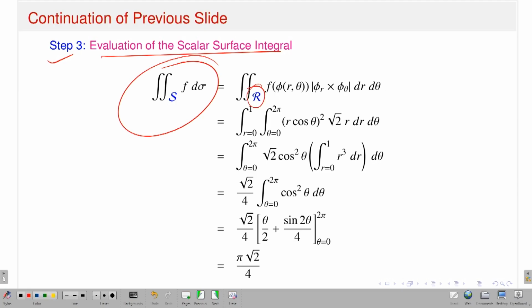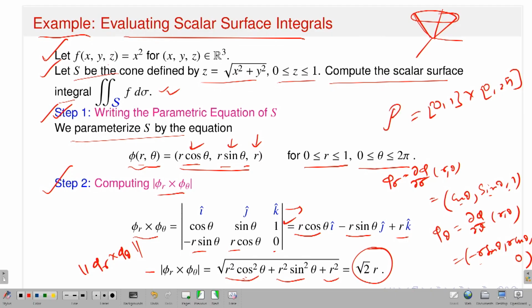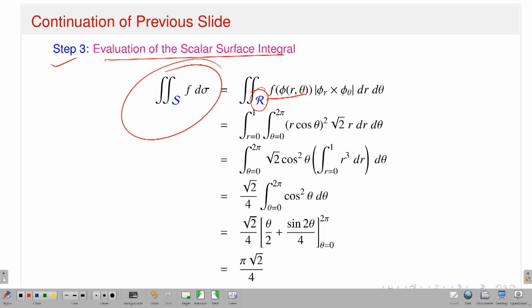Double integral over R. What is my R? This is my R, so this is [0,1] cross [0,2π]. Then f composed with φ at the point (r, θ).